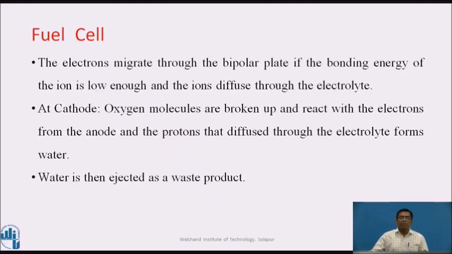The electrons migrate through the bipolar plate if the bonding energy of the ion is low enough, and the ions diffuse through the electrolyte. At the cathode, oxygen molecules are broken up and react with electrons from the anode and the protons that diffused through the electrolyte to form water. Water is then ejected as a waste product.